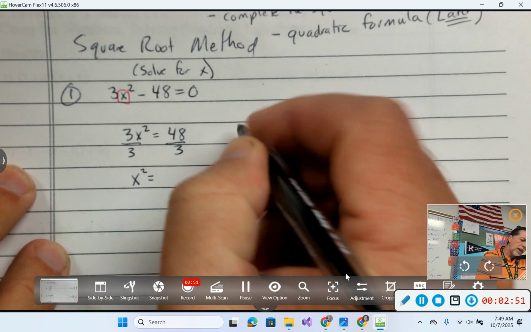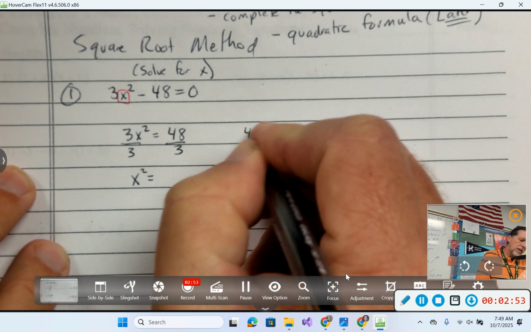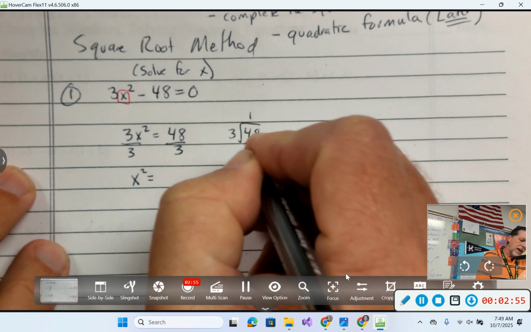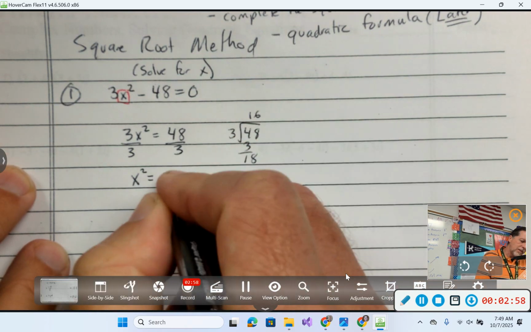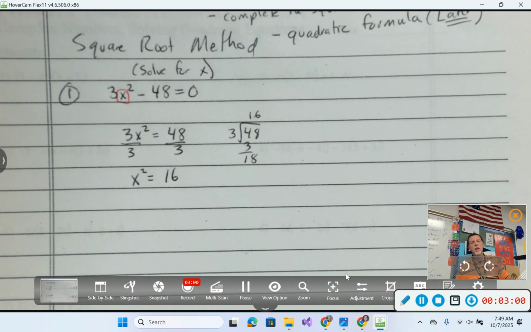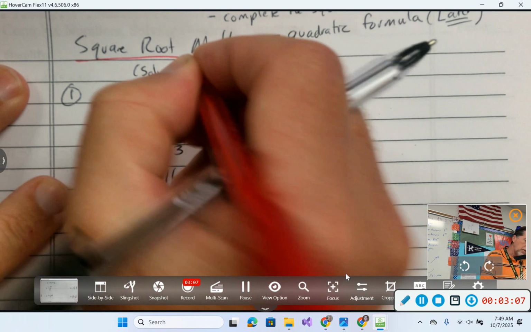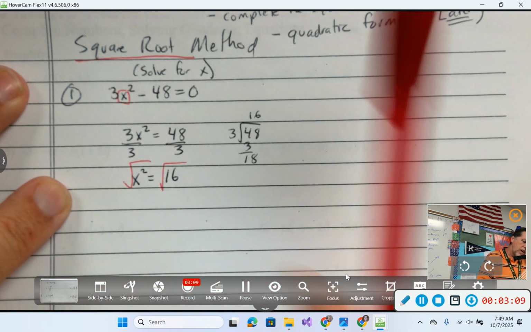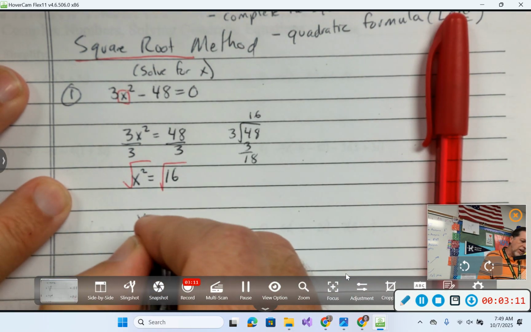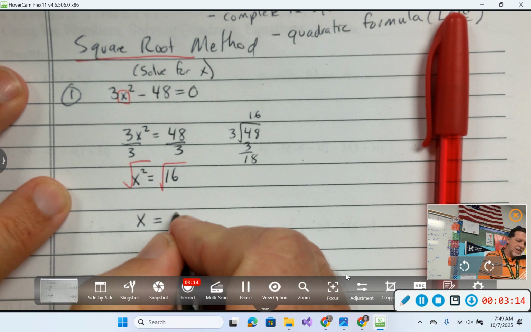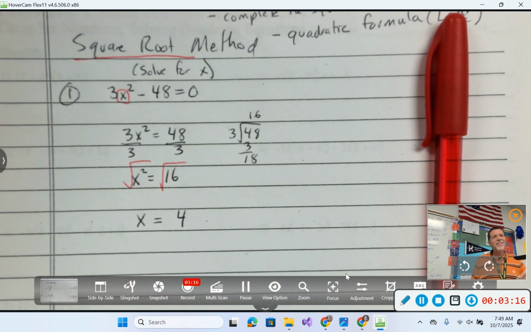So 48 divided by 3. You need to come out to the side and go longhand on it there. Is 16. And what would you do next? Square root. Hence the name, square root method. And so what would your answer be? Oh, that's the big mistake. That's the main issue with the square root method. Plus or minus. Why is it plus or minus?